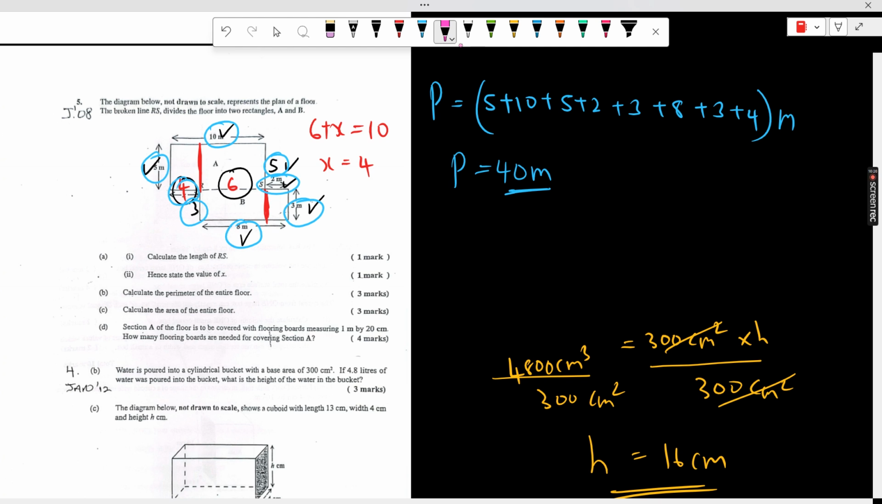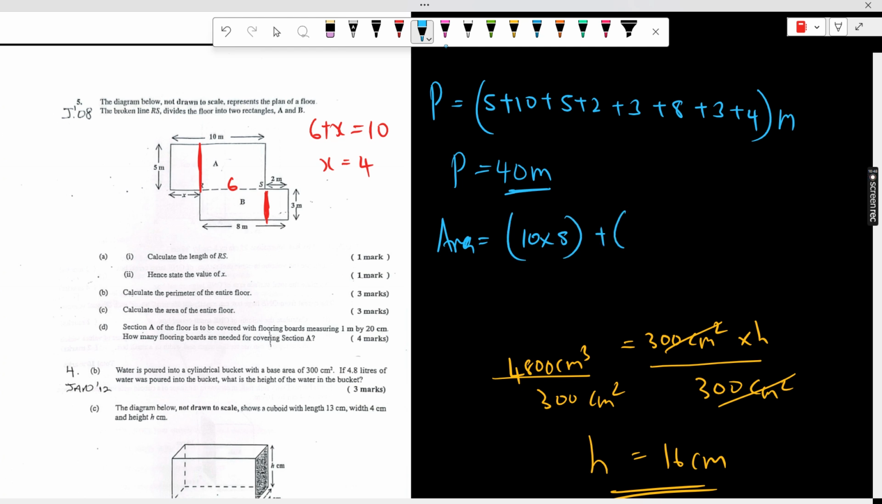All right, next, we want to find the area of the entire floor. Let me just clear up my diagram a little bit here. The floor is rectangular in shape, segments A and B. So the total area would be equal to the area of A, which is 10 by 5, plus the area of B, which is 3 by 8. That gives us 50 plus 24, which gives us 74 meters squared. Did you get that? Yes, sir.